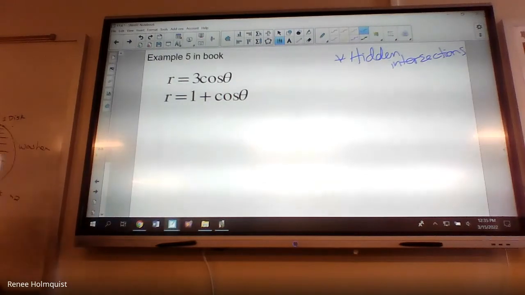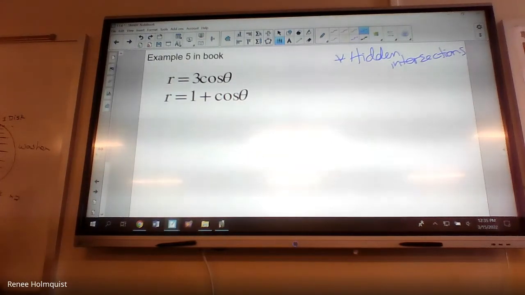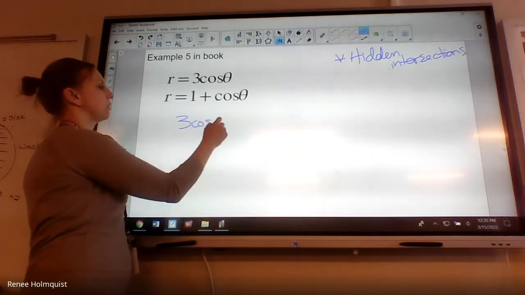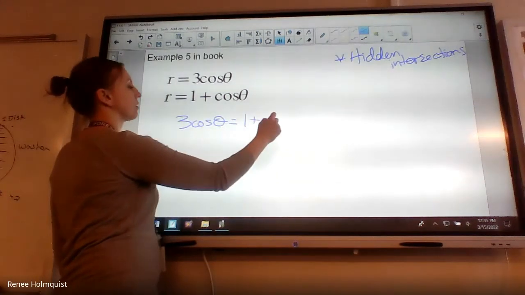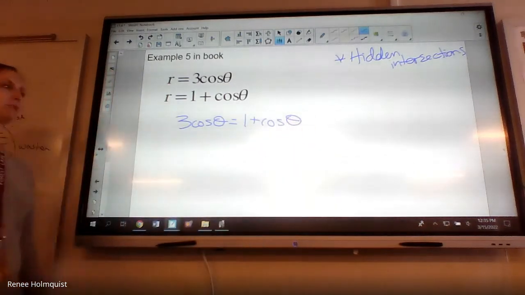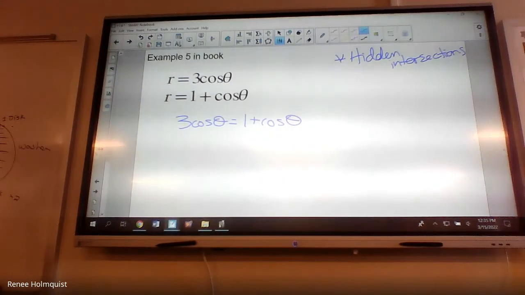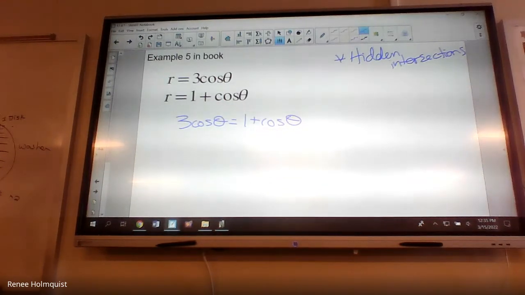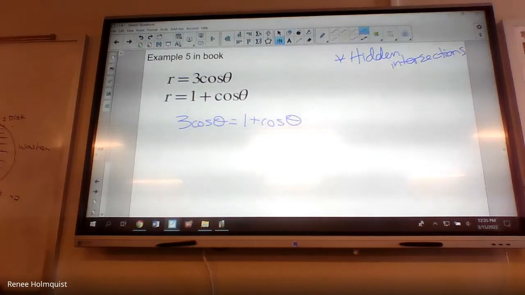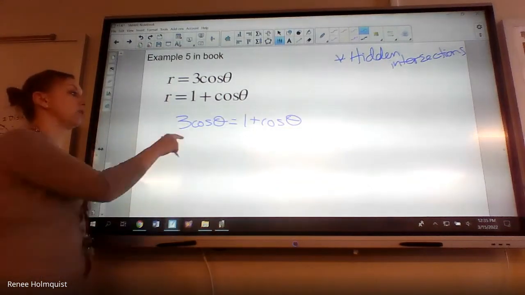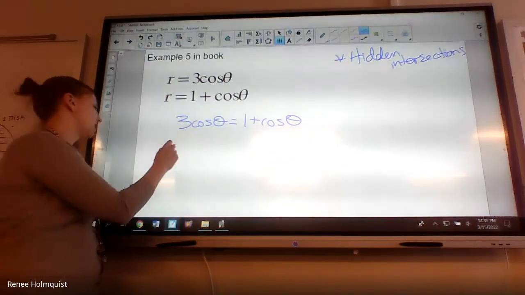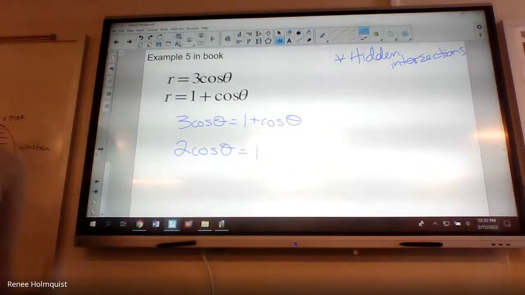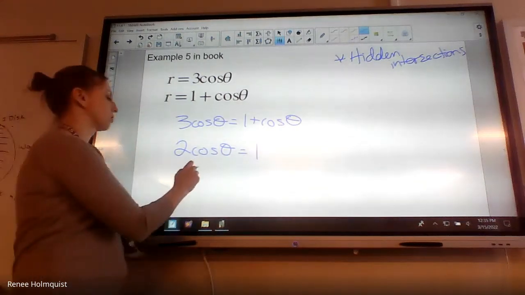Okay, so here are 2 polar functions. We want to find their intersections. So you're like, okay, set them equal to each other. 3 cosine theta equals 1 plus cosine theta. What would you do to solve this first? Yes, you subtract cosine, and when you do that, what do you get over here? Two cosine. Thank you, because sometimes we say just cosine, because your brain is used to that. So 2 cosine theta equals 1, so cosine of theta equals 1/2.